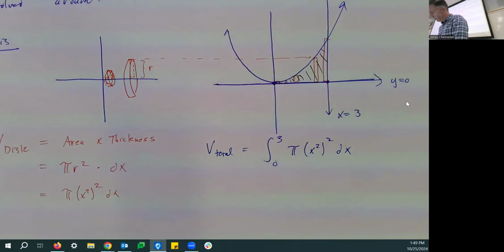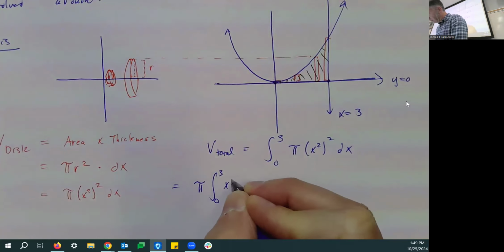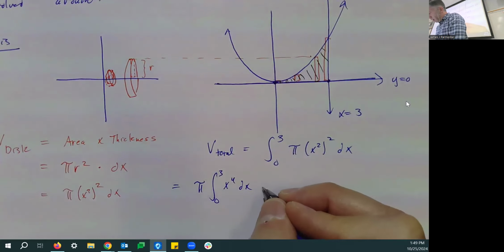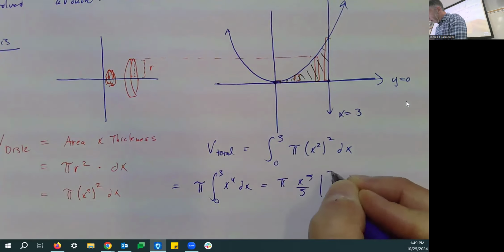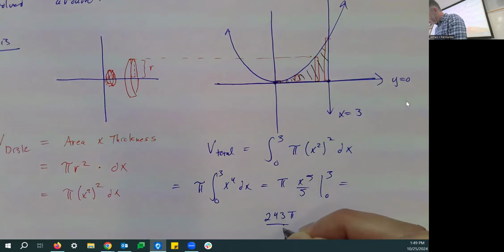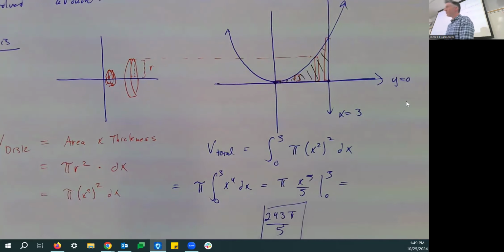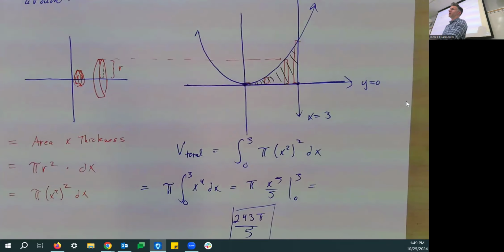So we're going to get, I would bring the pi out in front, the integral from 0 to 3 of x to the 4th dx, which is equal to pi times x to the 5th over 5 from 0 to 3. You plug in the 3, you get 243 times pi over 5. You plug in the 0, you get 0. So that is what we get. You'd probably be fine just to write 3 to the 5th. You don't have to know that 3 to the 5th is 243. But it's not that hard to do, right? 3 to the 4th is 81. Multiply by 3, it's 243.